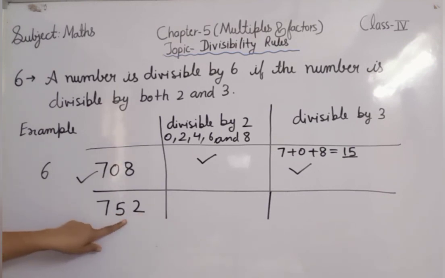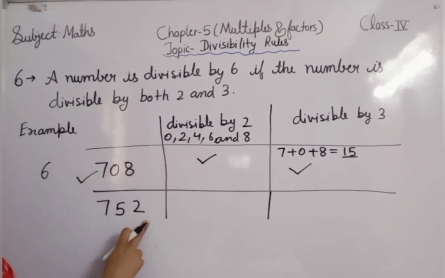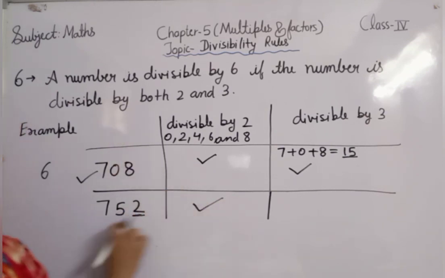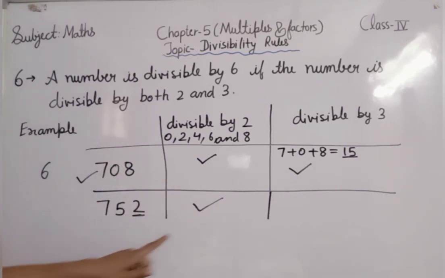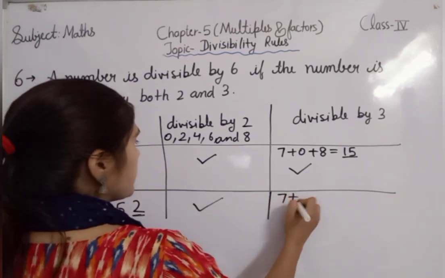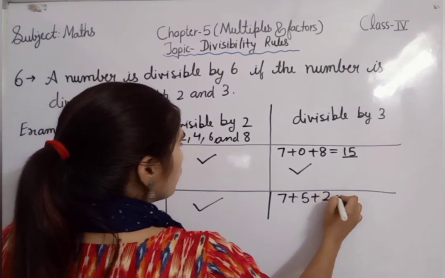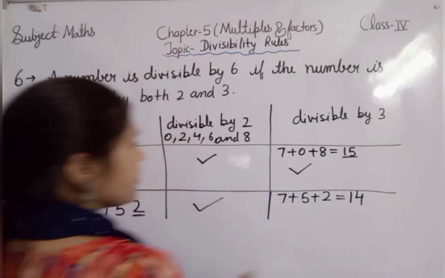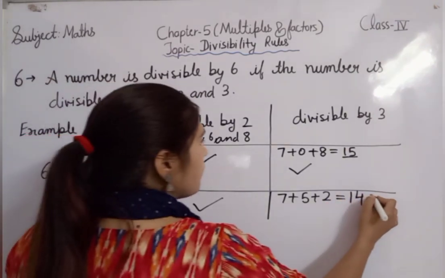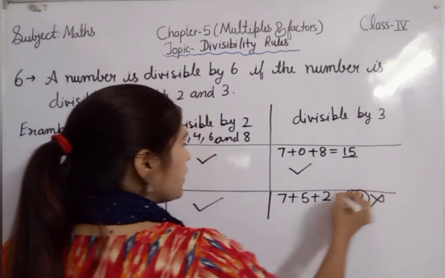Is it divisible by 6 or not? First let's check whether it is divisible by 2. Yes, the last digit is 2, so 752 is divisible by 2. Now we have to check for 3 also. So 7 plus 5 plus 2, you will get 14. Yes, 14 is not divisible by 3. 14 does not come in the 3 table.